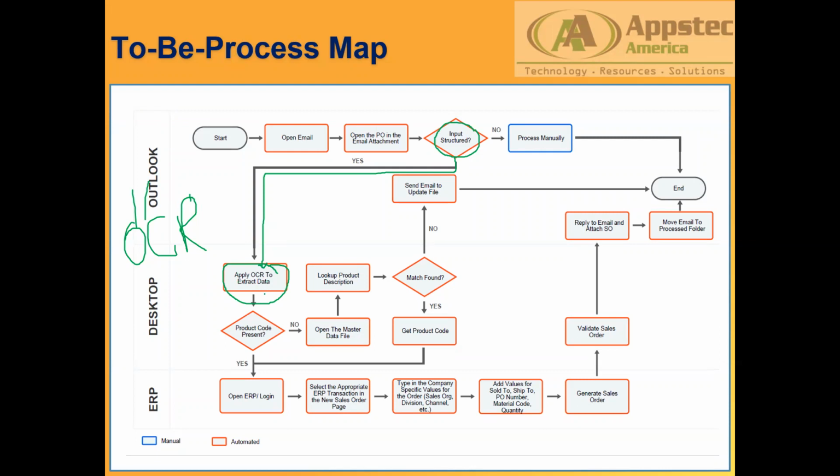All right. Then after the data extraction is done, I'm going to look for the product code. Again, I have two steps here. I need to understand whether the invoice had a product code or not. If the invoice had a product code, yes, I'm going to follow the same process: ERP login. The bot is going to upload all the data, all the information, generate the sales order, validate the sales order by itself, and then reply back to the email and move the mail to the processed folder. The process ends. Similar to how the manual process was done.